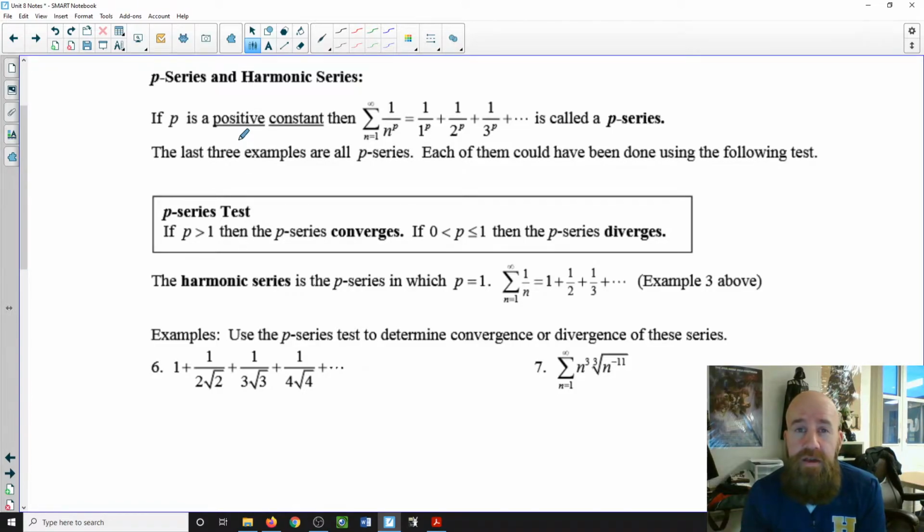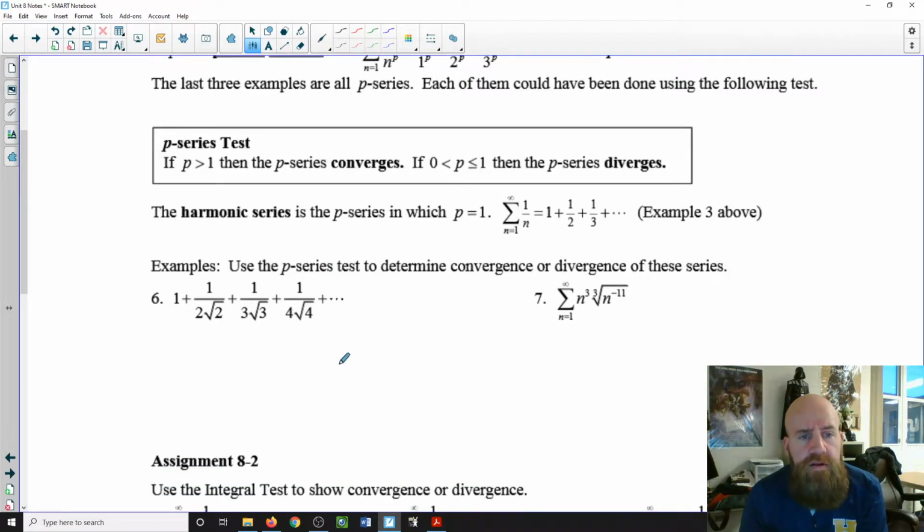So there are going to be quite a few series that we can pick up between a few different tests. Some of them are going to be very specific. Other ones we can use various tests. But the P-series test says if P is greater than 1, then the series would converge. If it's between 0 and 1, and including 1, then it diverges. And a harmonic series is just a P-series with P equals 1. So 1 over n is a harmonic series. So example 3 from the second video.